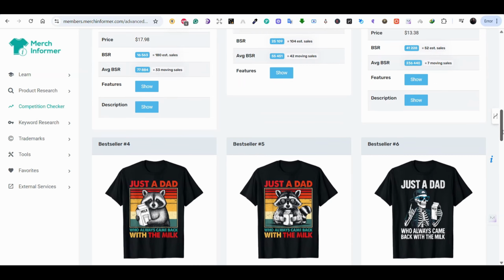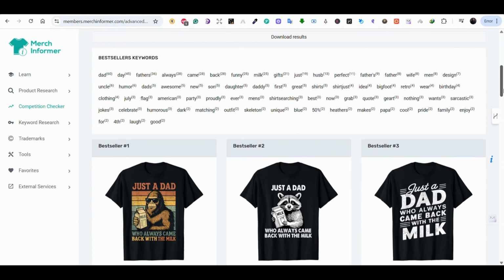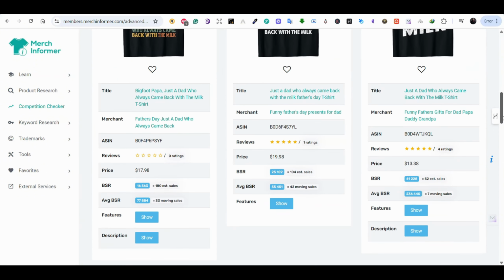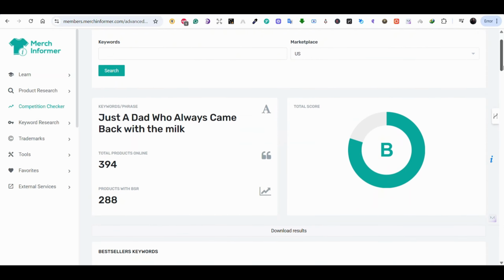But let's enter the whole keyword by adding "with the milk". So this is the whole keyword, or the whole sub-niche term, and press on the search button, and let's see what we're going to get. This time we get a score of a B, which is perfect to work on. Of course, A is the best and B is also very good, and the total products online are 394.